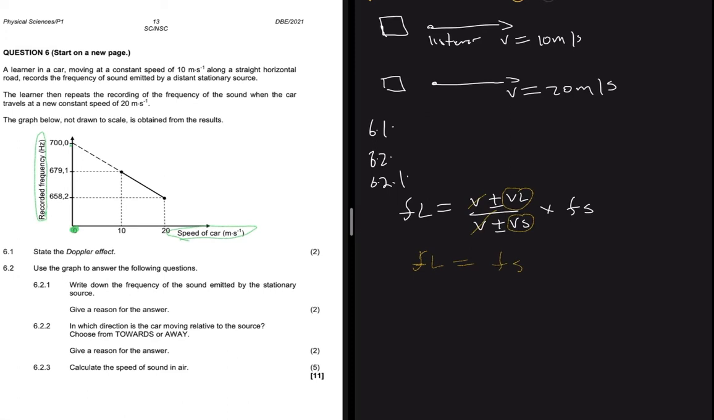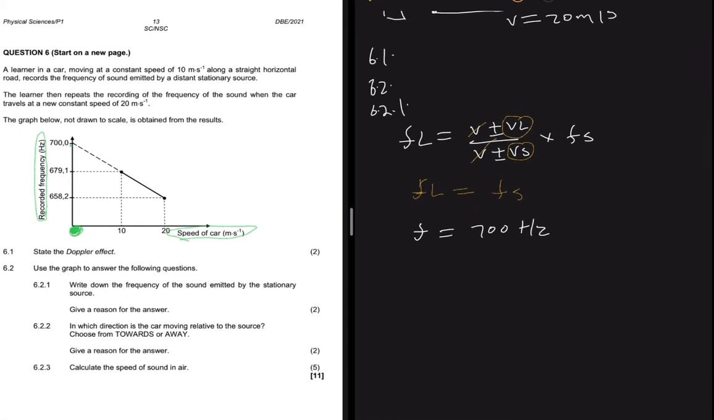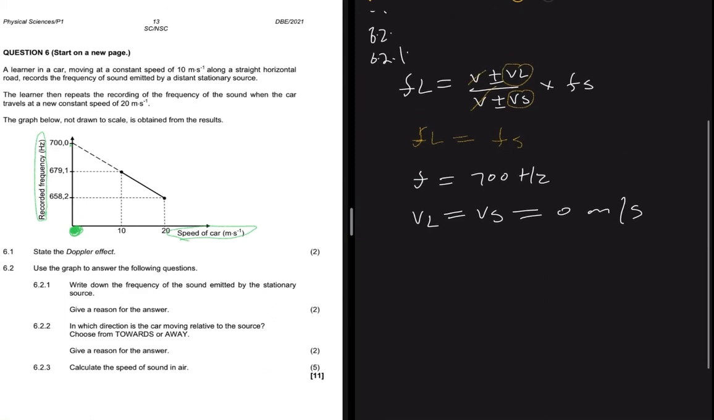And then if you look at the graph, there's a green point I'm marking. That is where we have zero on the x-axis, and on the y-axis we have the frequency, which is equal to 700 hertz, right? So the frequency emitted by the stationary source in this situation is 700 hertz. Then it goes on to say, give a reason for your answer. The reason is that there's no relative motion between source and listener. Velocity of listener equals velocity of source equals 0 meters per second. No relative motion between the two, so the Doppler effect cannot take place, or its effect is zero in this instance.